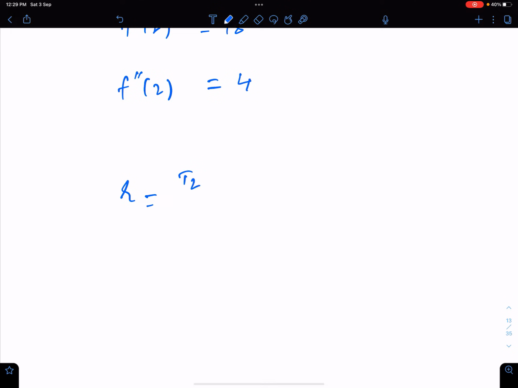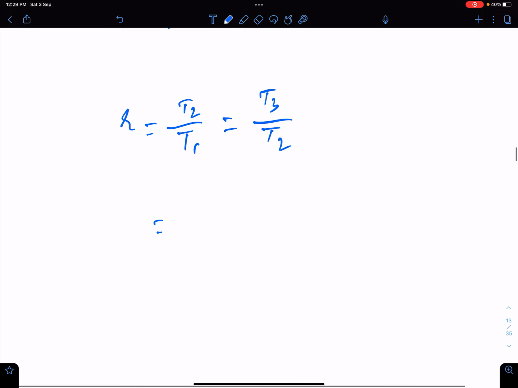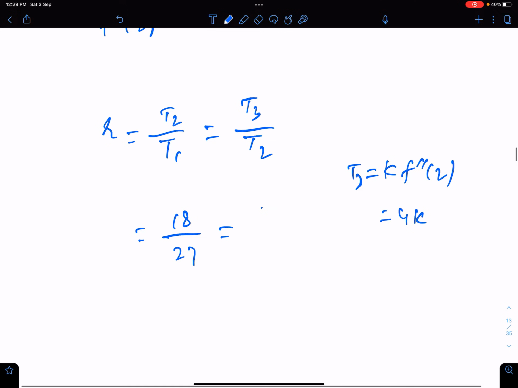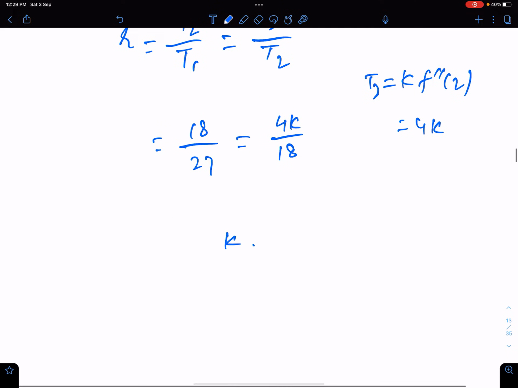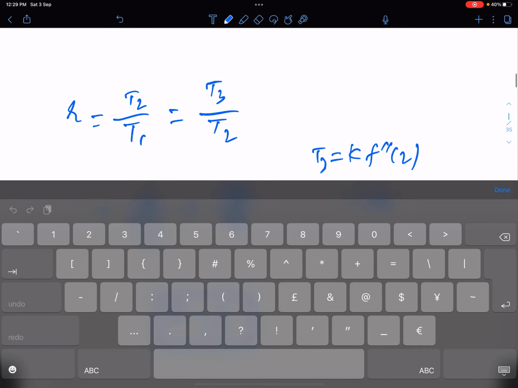So R is T2 upon T1 and T3 upon T2. So T2 is f prime 2, which is 18, and T1 is 27. T3 is k f prime 2, f double prime 2. This is T3. So the value of this is 4k because f double prime 2 is 4. So 4k over 18. So k is 3. And this is what we had to find. You can check this solution again.